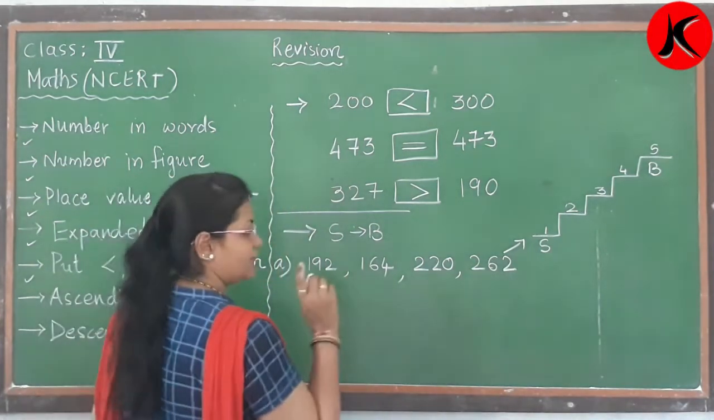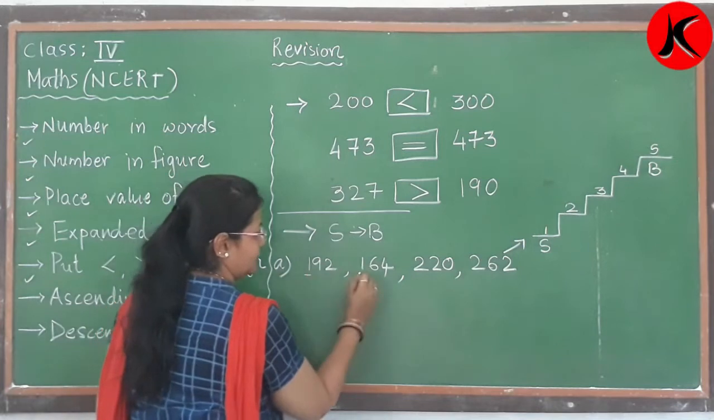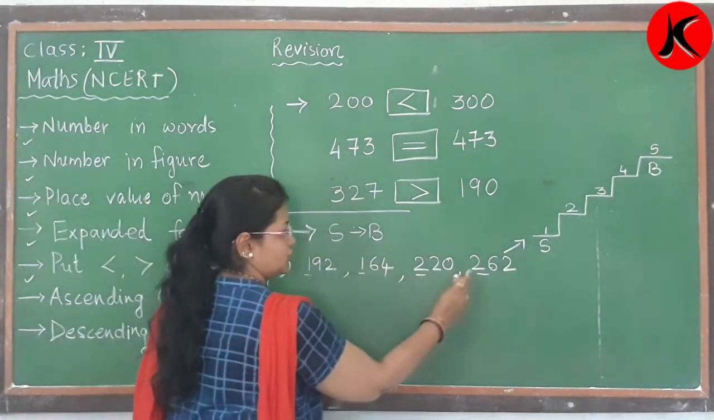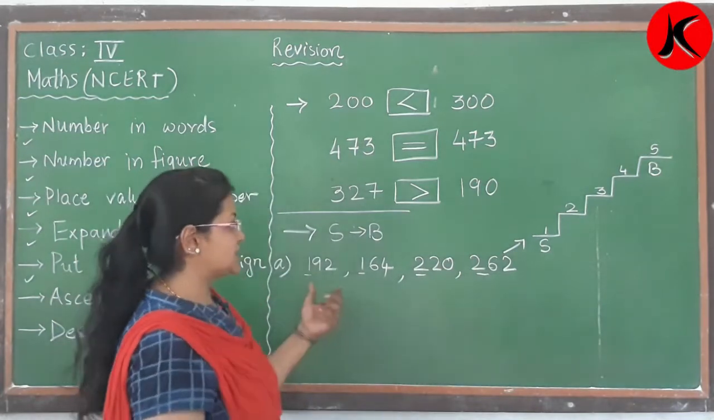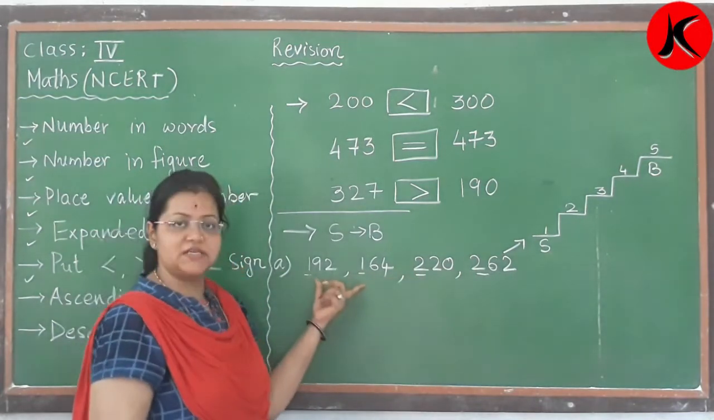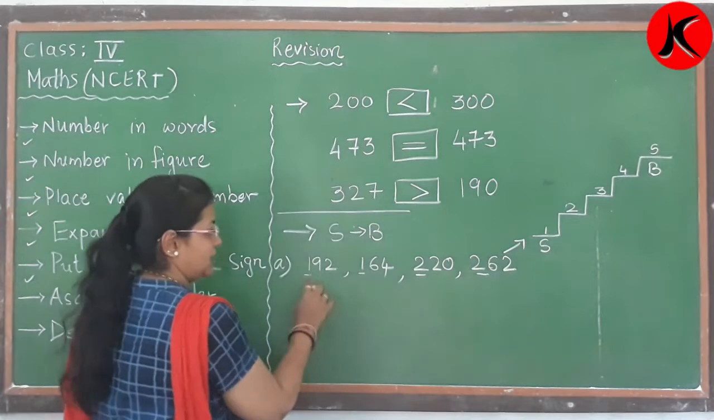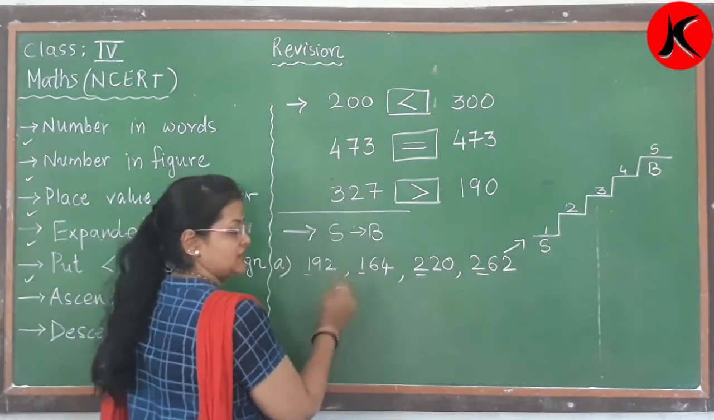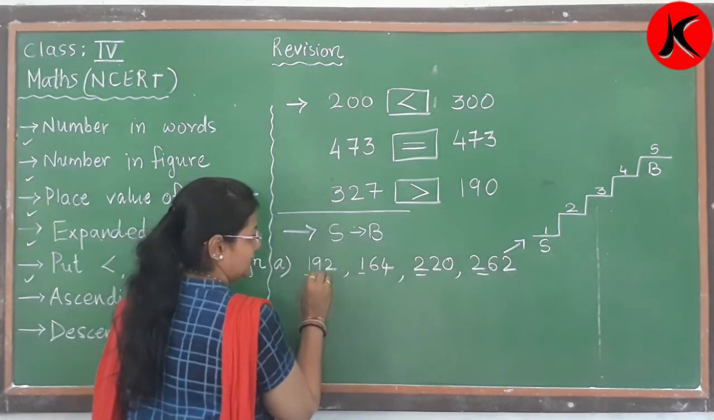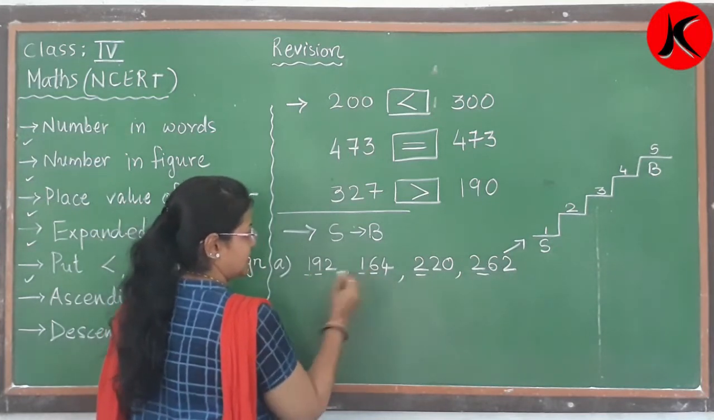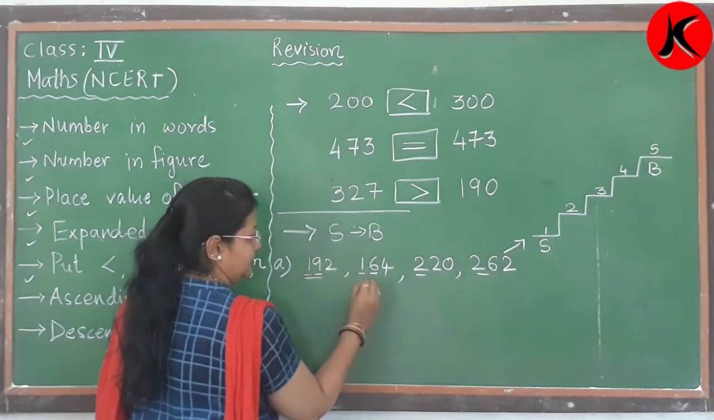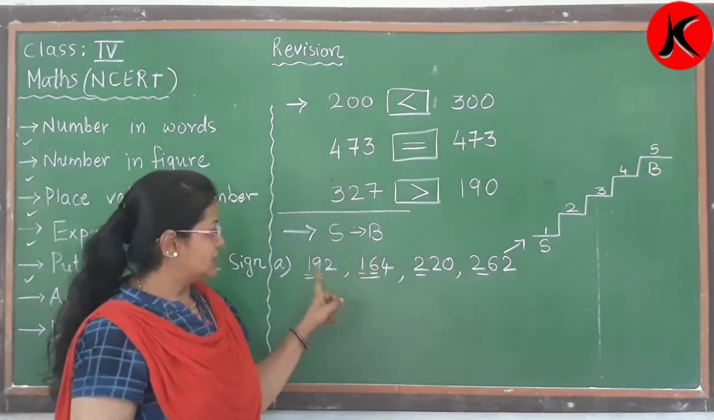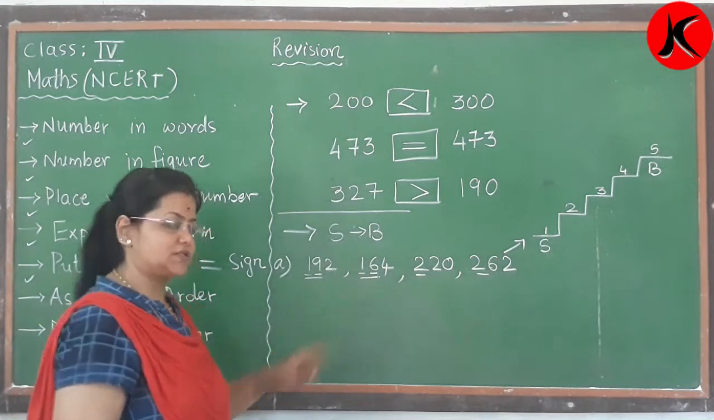How to compare? First of all, look at the 100's place number. Right? 1, 1, 2, 2. So which one is the small number? Obviously 1. Here 192 and 164. Now observe the tens place number. So here 9 and here 6. That means 19, 16. Now which one is the small number? 19 or 16? 16, right?